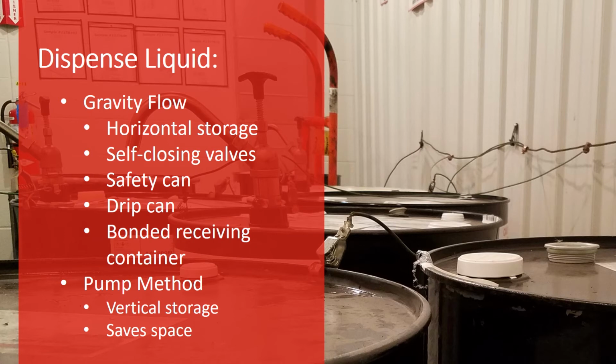Liquid should be dispensed in a safety can. A drip can should be placed under the valve to catch spills. The receiving container must be bonded to the grounding drum to draw off any static electrical charge. The pump method empties the drum almost completely and saves space because drums are stored vertically.